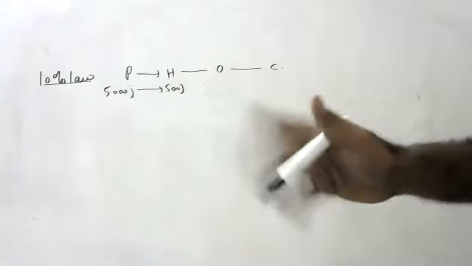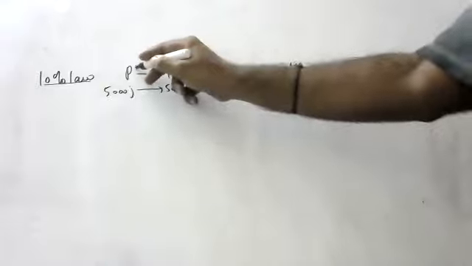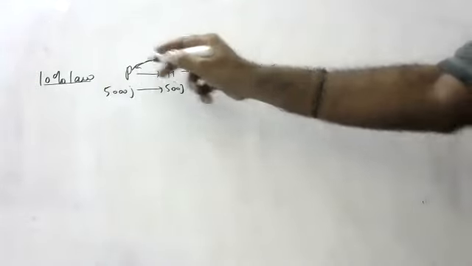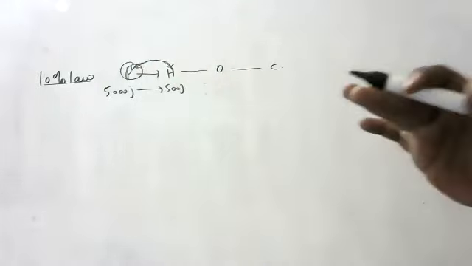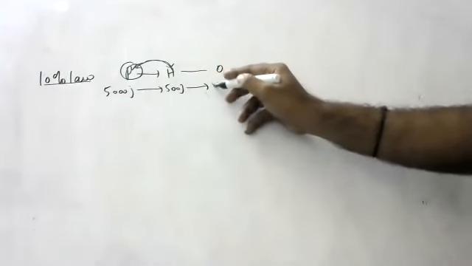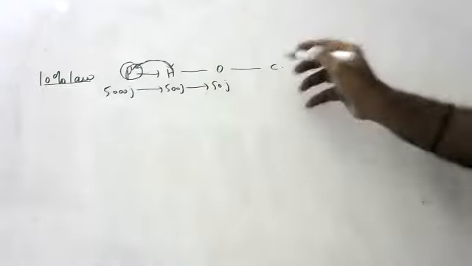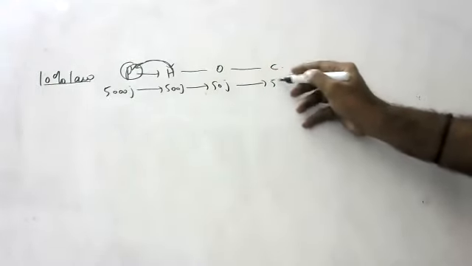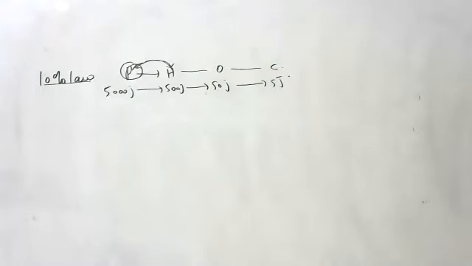When the herbivore eats the plant, only 10% energy will come here. 90% it has used for itself. When an omnivore eats a herbivore, 10% of 500 will come, 50 joules will come. When a carnivore eats an omnivore, only 5 joules will come, like this.